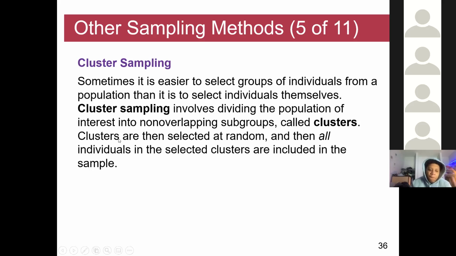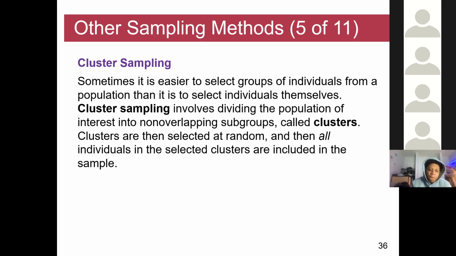And what do we do in this case? What we're going to do is select the clusters at random, not people. We're going to randomly select clusters. So suppose there's 20 different subgroups in a population, and we want to select maybe 3 of them. So we do simple random sampling of clusters, not the people within the clusters. And then once we have those 3 clusters, we select everyone in each of those clusters to be in the sample. So that's called cluster sampling.